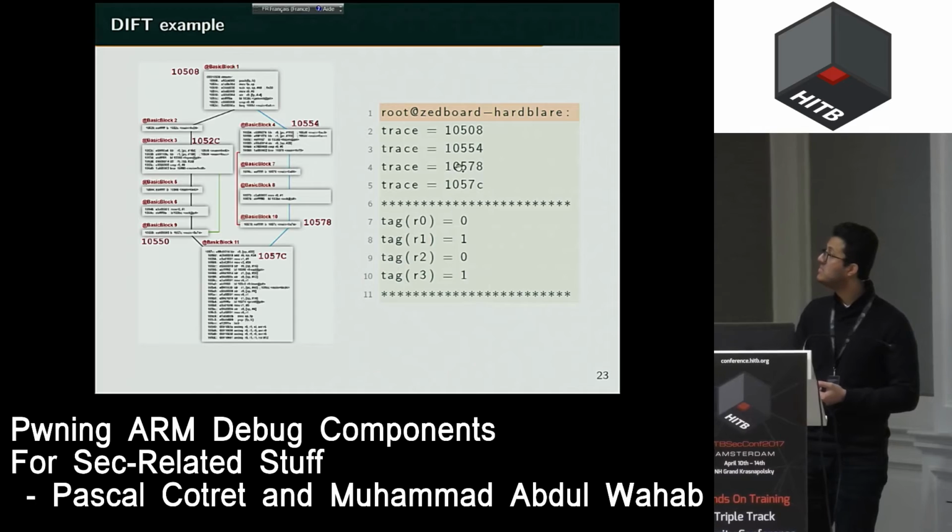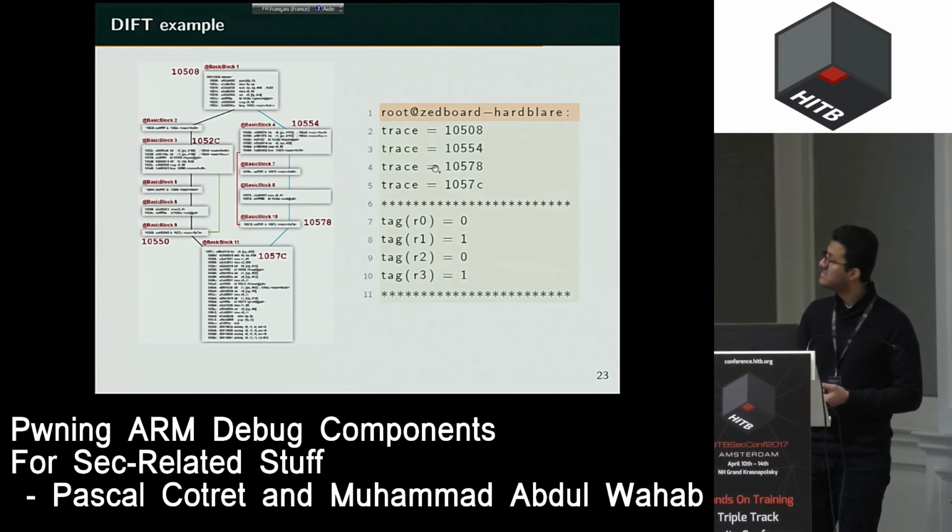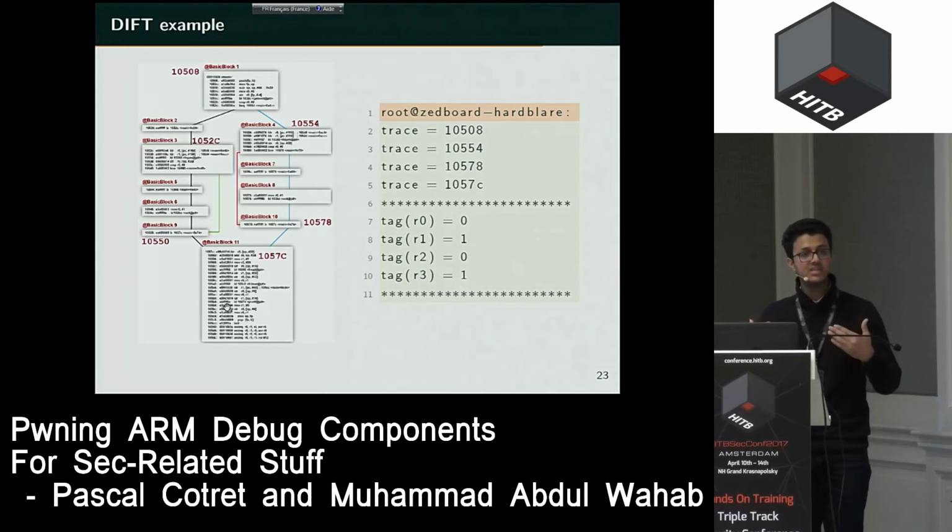Similarly, we are going to continue. We are going to read the trace. So it is 10578. So we know that after basic block 4, it has executed the basic block over here. And after that, it executes this basic block. And just before printing, we added a check, just to check the values of the operands.